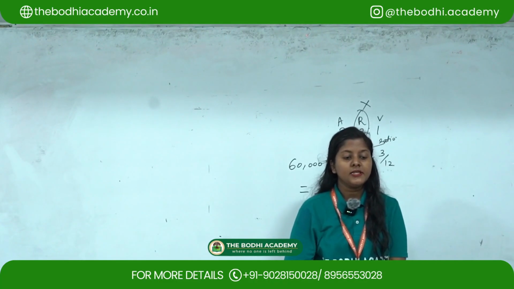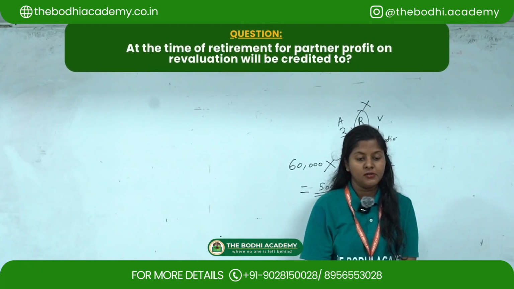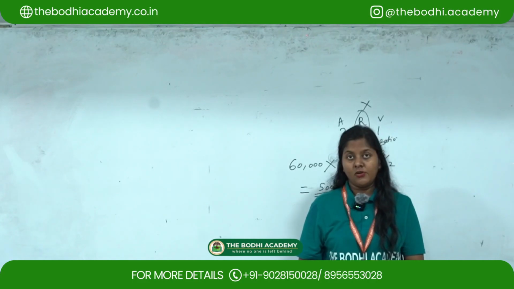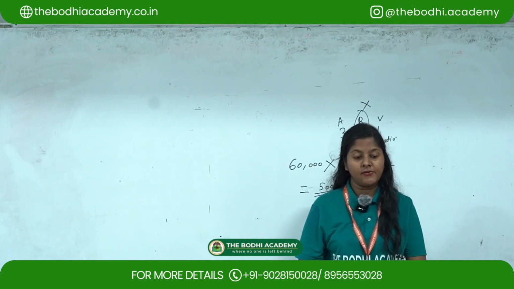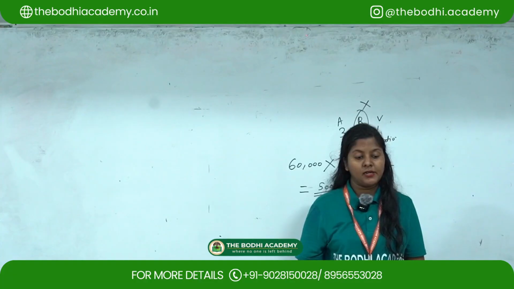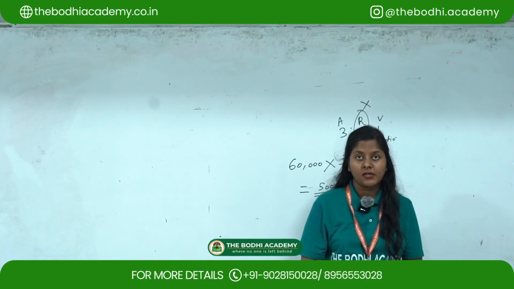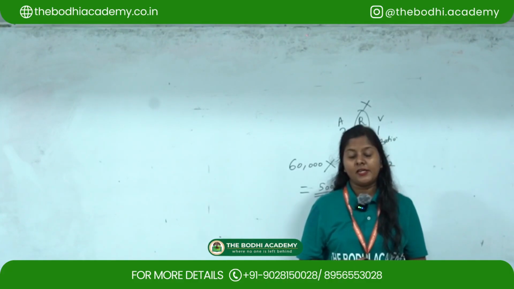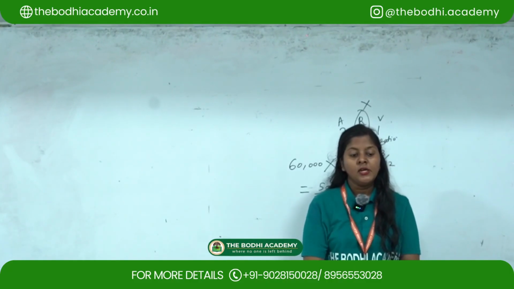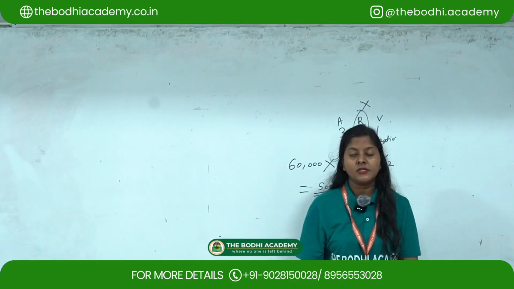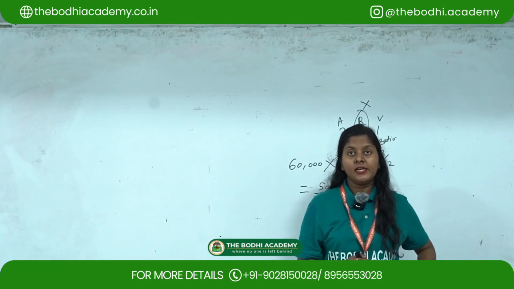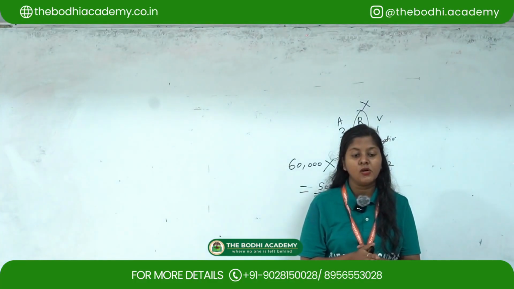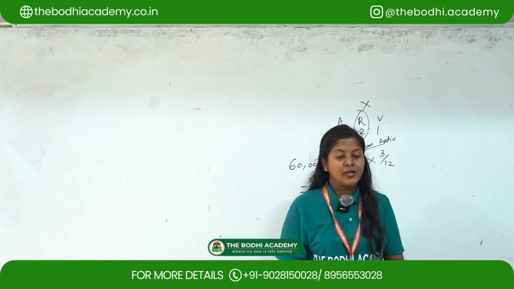Okay. Next, at the time of retirement of a partner, profit on revaluation will be credited to. So for the profit on revaluation, the options given are: capital account of the retiring partner, then capital account of all the partners in the old profit sharing ratio, then capital accounts of the remaining partners in their old profit sharing ratio, then capital account of the remaining partners in their new profit sharing ratio. So the correct option here is the second, that is capital account of all the partners in the old profit sharing ratio.